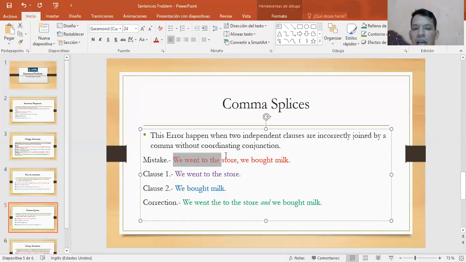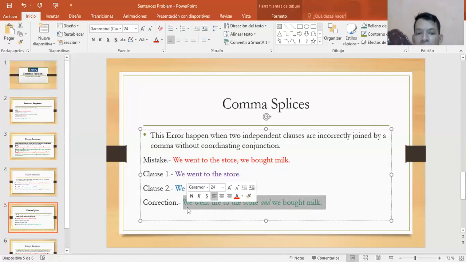So here we can say an independent clause, and here an independent clause. But what if, instead of this comma, we give a connector? So we can say, we went to the store and we bought milk. It's a very different meaning. So this is an example of comma splices, and this is the correct way to write the sentences instead of this.